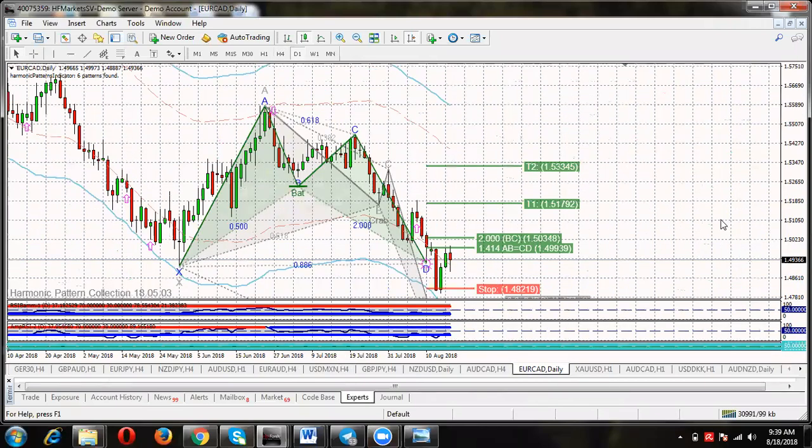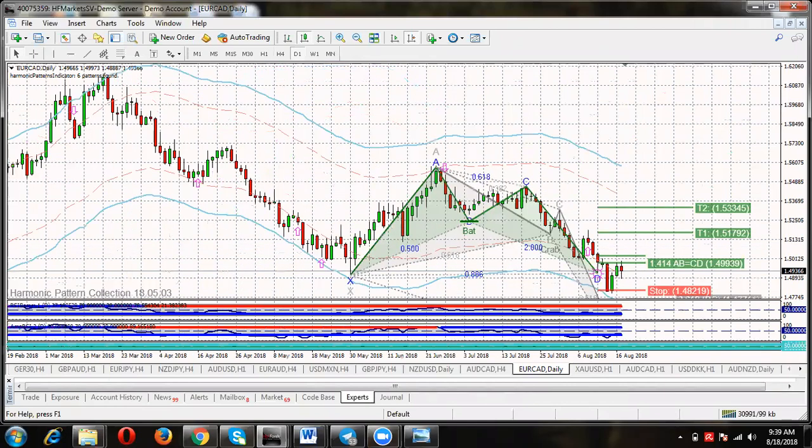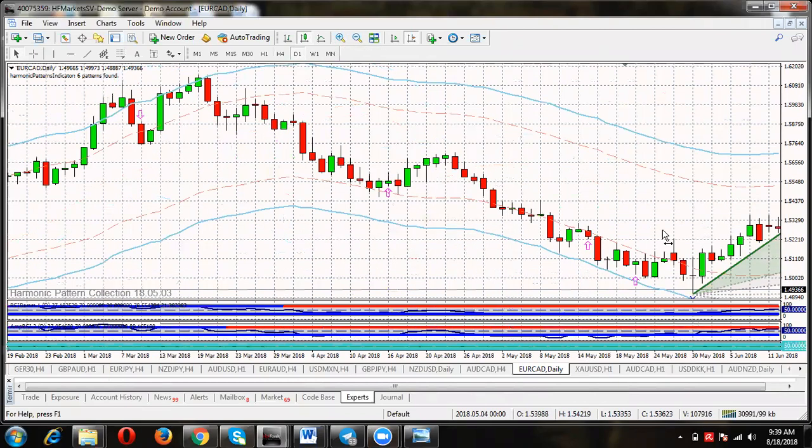So we have this for EuroCard, and the stop loss and take profits are given. So we're going to see how this plays out.